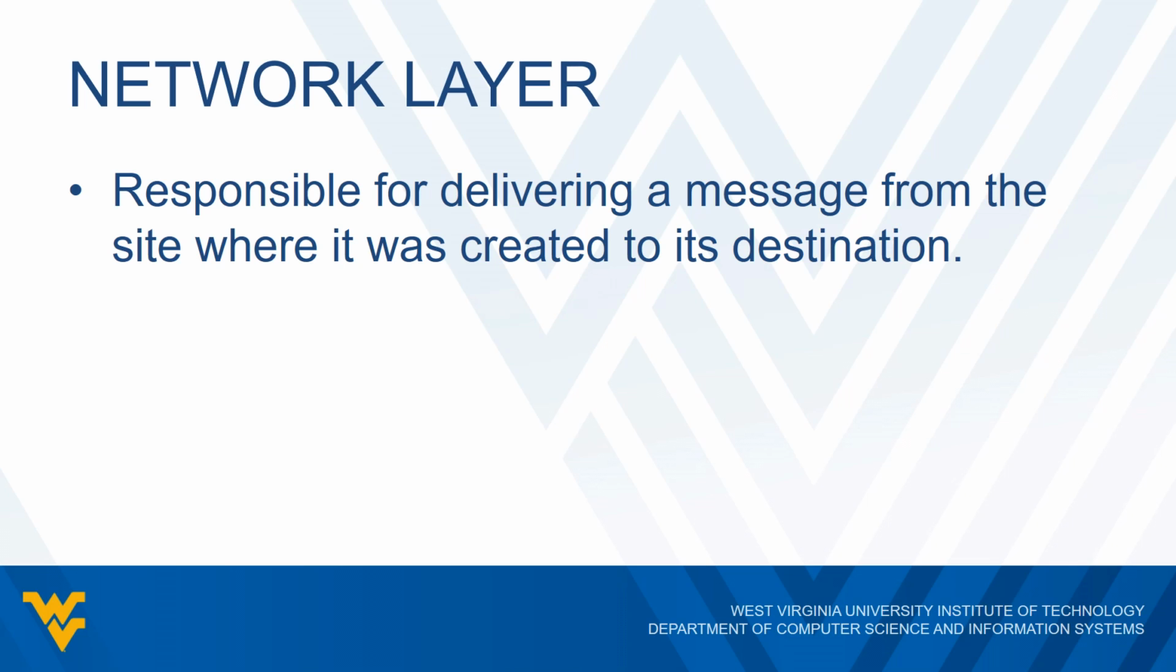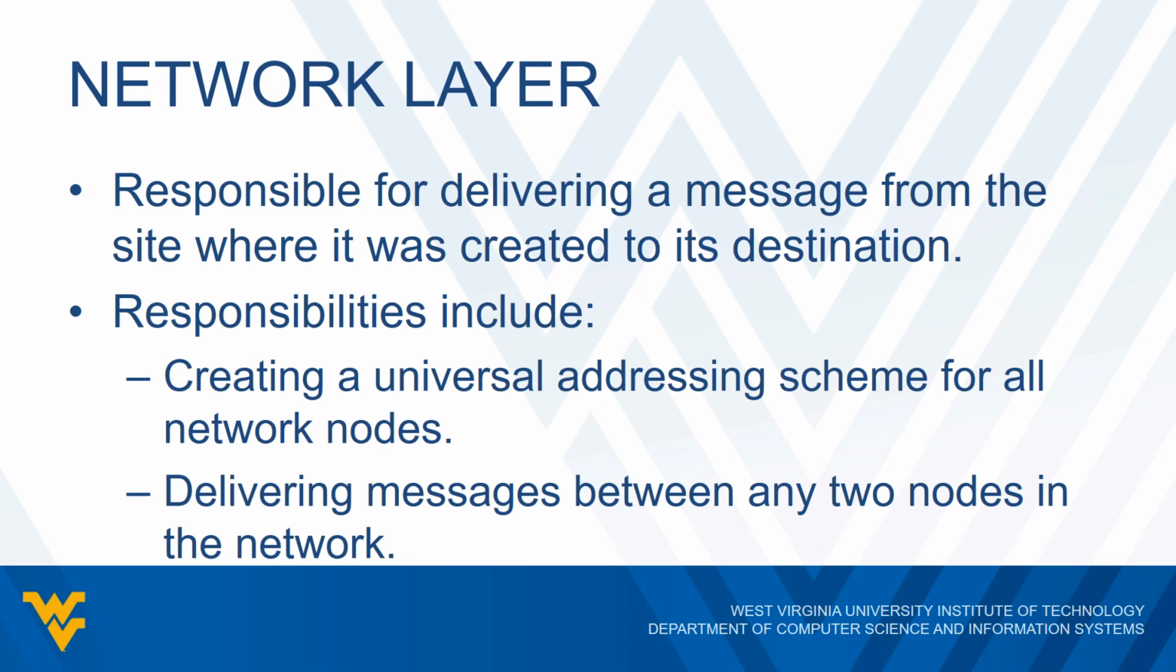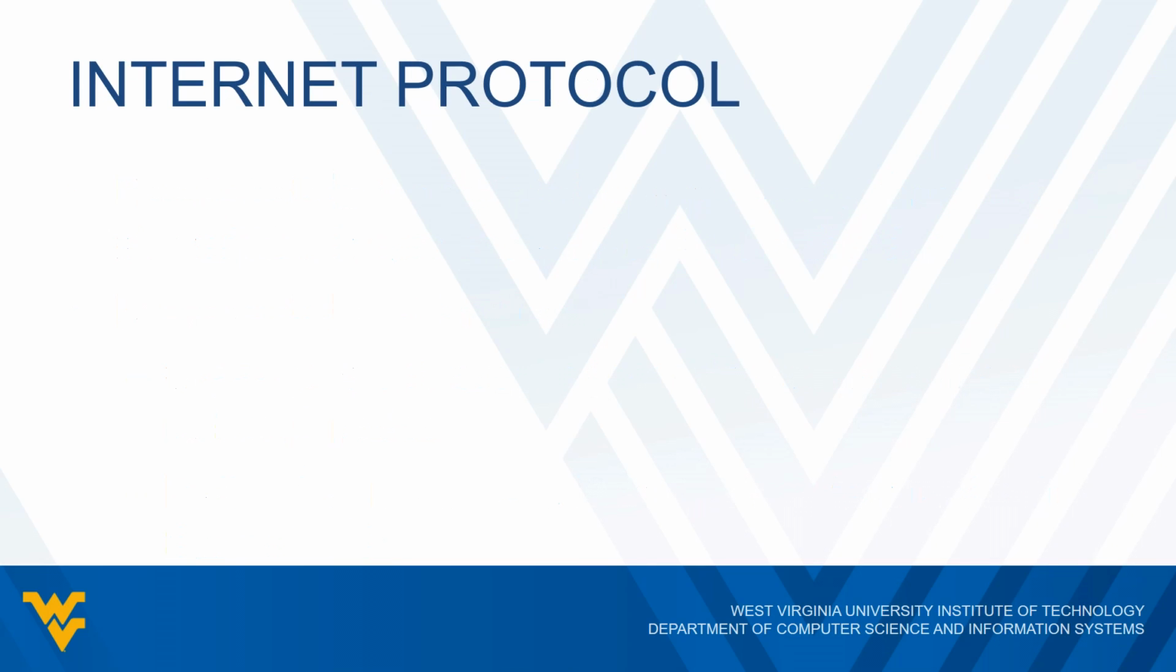So the network layer is what's in charge of making sure that a message gets sent from the sender and it actually arrives at the destination. To accomplish this delivery task, every node must agree to the same addressing scheme. That way everyone is able to identify that final destination. Thus, there are two critical responsibilities of the network layer. The first one is to create a universal addressing scheme for all network nodes, and then delivering the messages between any two nodes in the network.